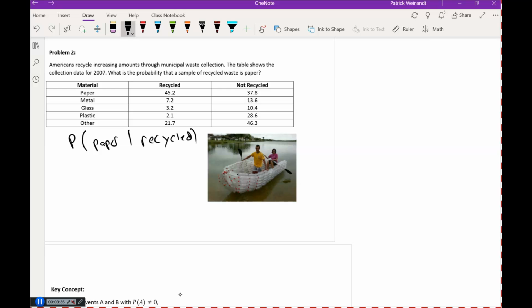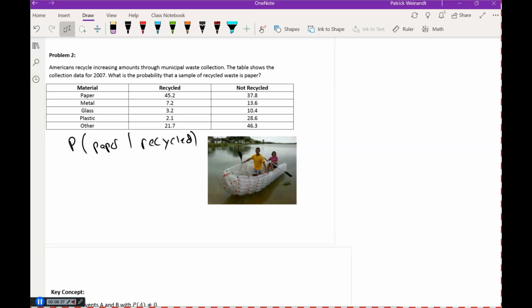This becomes similar to problem 1, part A. Given that it's recycled, how many total things are there? That's just this part of the table. Given that it's recycled, how many outcomes are there? That's 45.2 plus 7.2 plus 3.2 plus 2.1 plus 21.7. That's how many outcomes there are in the recycled. Given that it's recycled, what's the probability it's paper?